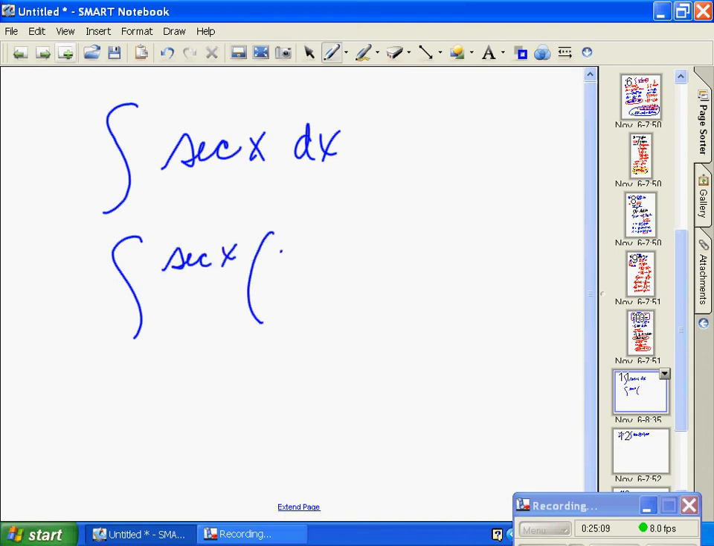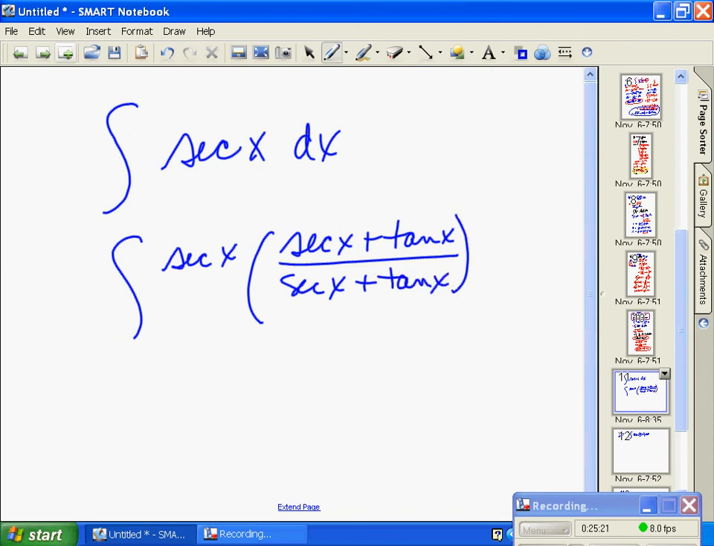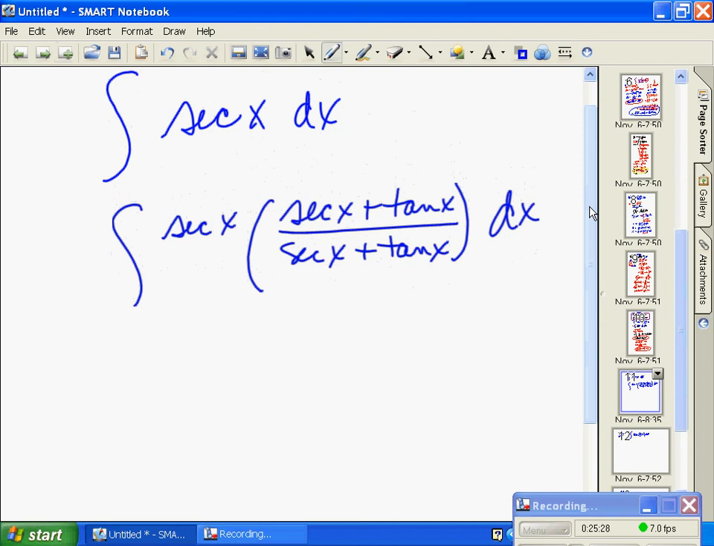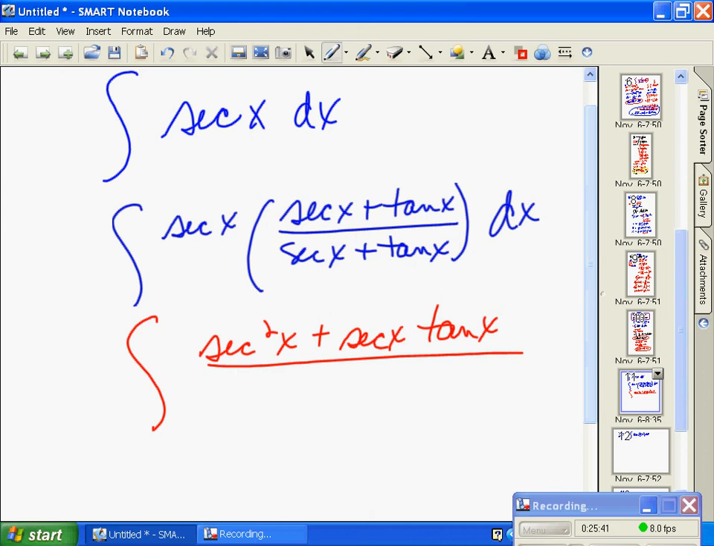So I'm going to multiply by secant of x plus tangent of x all over secant of x plus tangent of x. So as you can see, I've only multiplied by 1. I have not changed it, but who would think to do that? I'll be honest with you. It would take a lot of playing around to figure that one out. So in the numerator, I can distribute that secant of x, so I get secant squared x plus secant x tangent of x. My denominator, secant of x plus tangent of x.